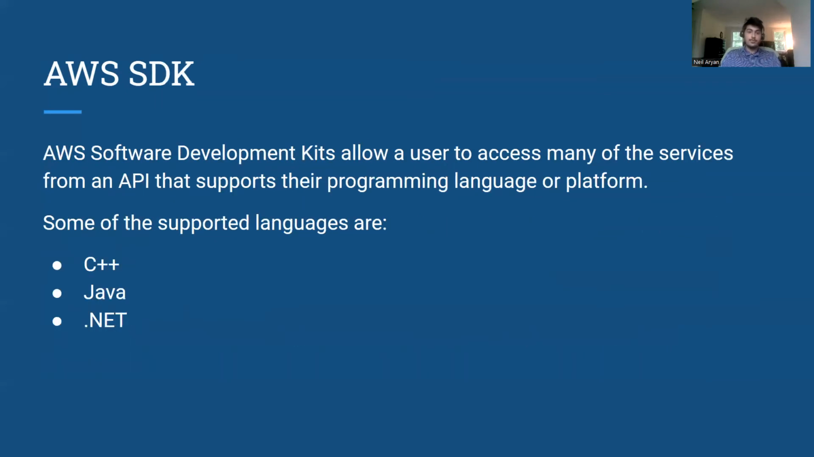Then you have software development kits, SDKs. And these allow a user to access many of the services from an API that supports their programming language or platform. Now, this is provided by AWS and it has its own documentation that's given by them. You can read more about that in the white pages. I'll include the link in the description. And some of the supported languages for them are C++, Java, and .NET, but there's many other languages. These are just some of the more commonly used ones.